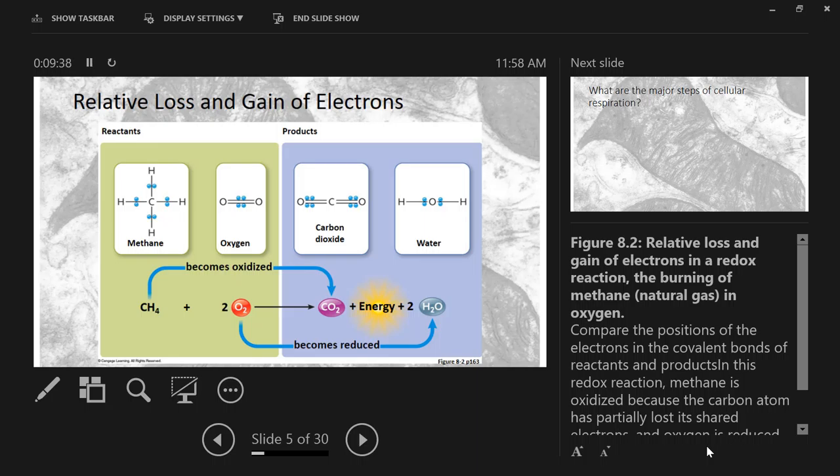This carbon, it still has 8 valence electrons, right? This carbon has 8 valence electrons. This carbon has 8 valence electrons. You see how they're drawn closer to oxygen? This oxygen is an electron hog, right?